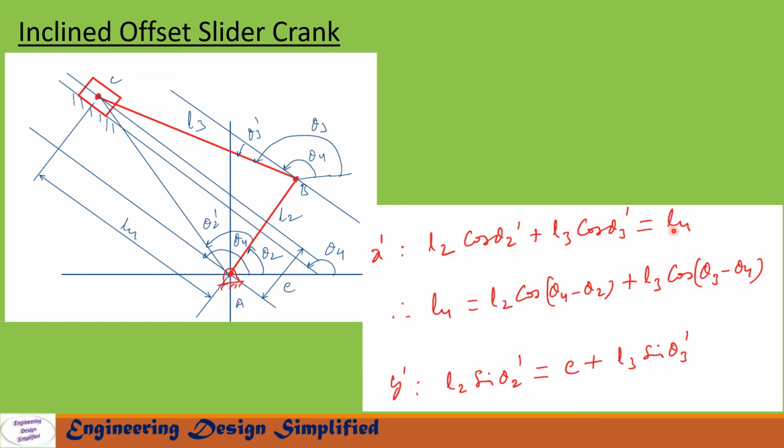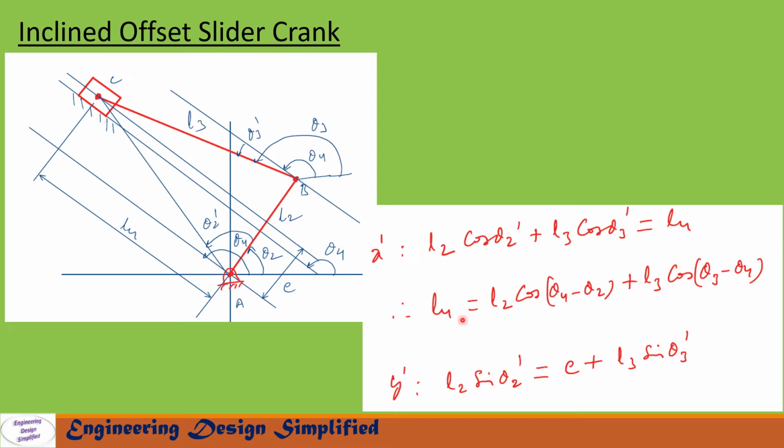Now from this, L4 can be written as L4 equal to L2 cos of theta 4 minus theta 2, so in the previous slide we have seen theta 2 prime is theta 4 minus theta 2, plus L3 cos of theta 3 minus theta 4. Again we have seen in the previous slide theta 3 prime equal to theta 3 minus theta 4.